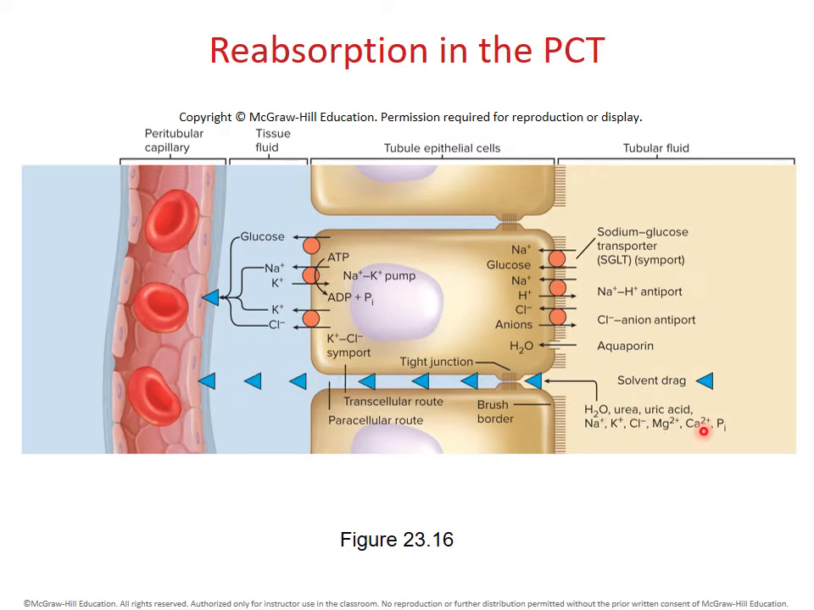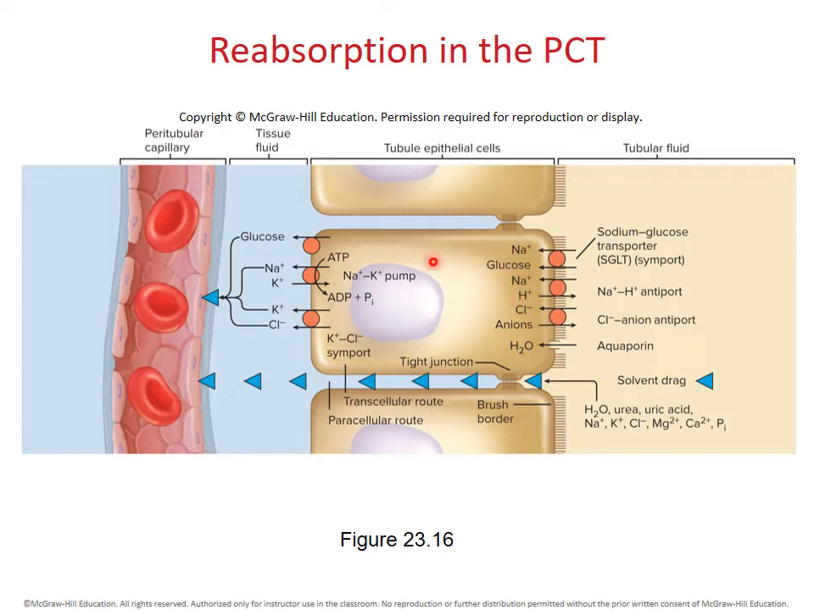Notice other things can move through the paracellular route between the cells through simple diffusion. Again, sodium can move, chloride chases it, potassium can move along its concentration gradient. Some calcium moves this way, though again, most calcium reabsorption is going to happen elsewhere. Phosphate can move this way, in addition to being co-transported with sodium and so on.